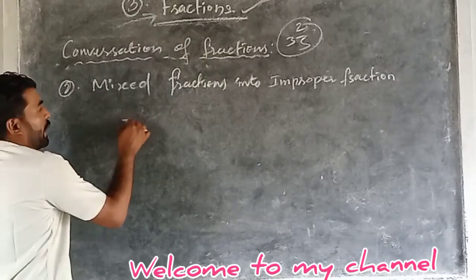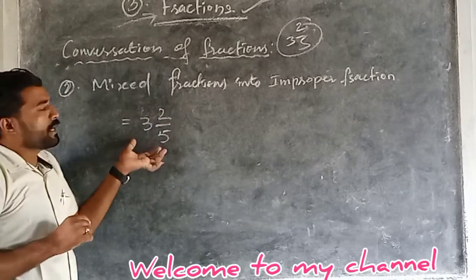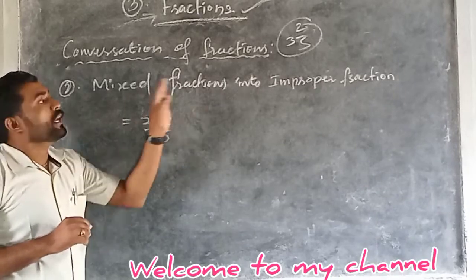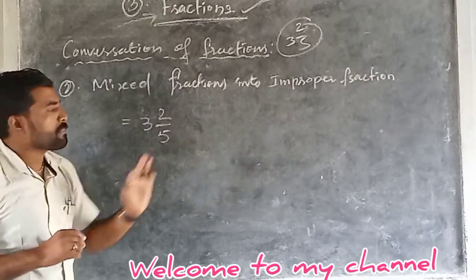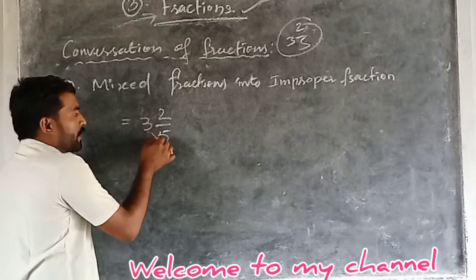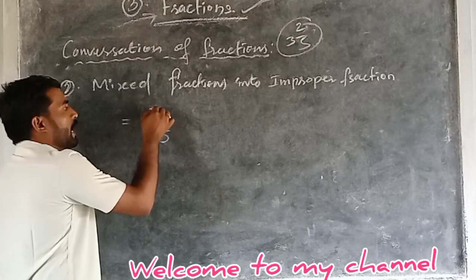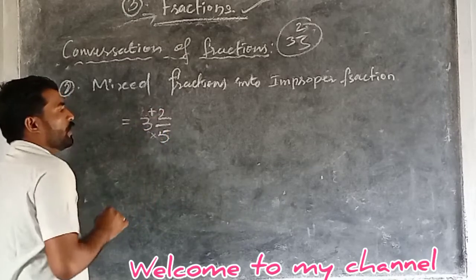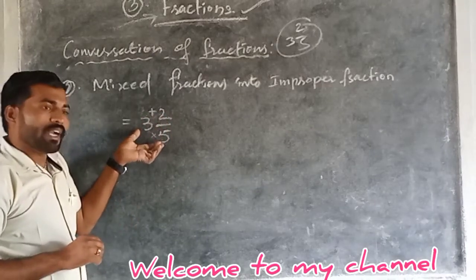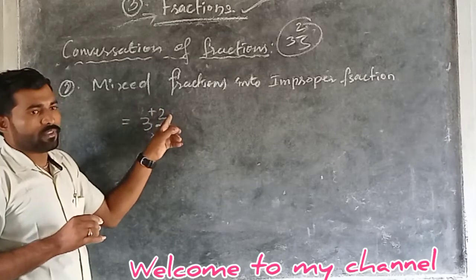Okay, I am writing a mixed fraction here: 3 2 by 5. So this is a mixed fraction. You can write this mixed fraction into an improper fraction. Very easy. Among these two numbers you multiply, and then you add. First of all you multiply, you will get something, then you add 2, and you will get the answer.